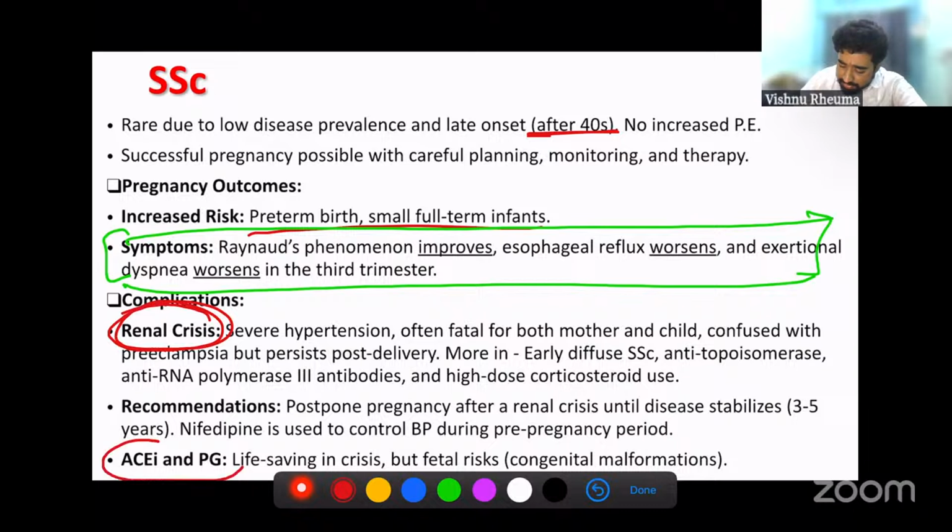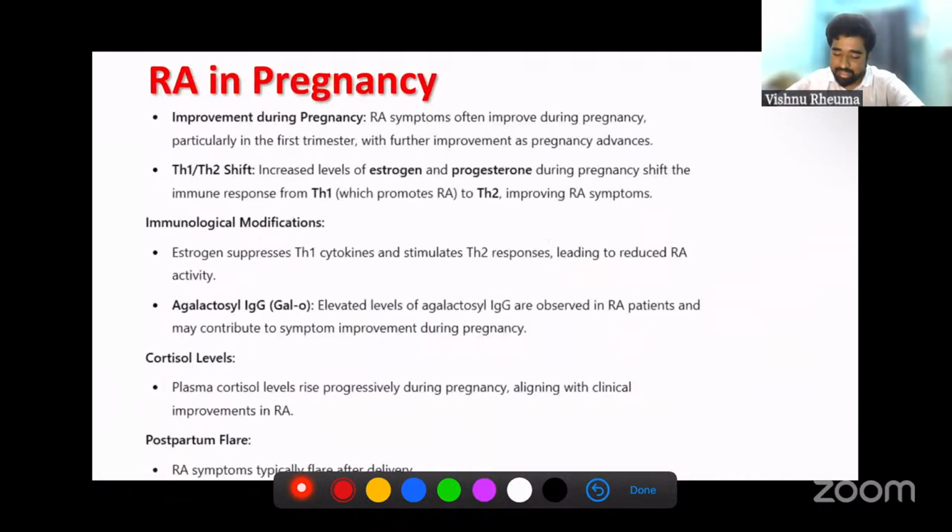Then certain drugs like ACE inhibitors and prostaglandins should not be given. For example, ACE inhibitor is actually the drug of choice for scleroderma renal crisis, but you cannot give them in pregnancy because of congenital malformations, and hence you have to rely on other agents for that.